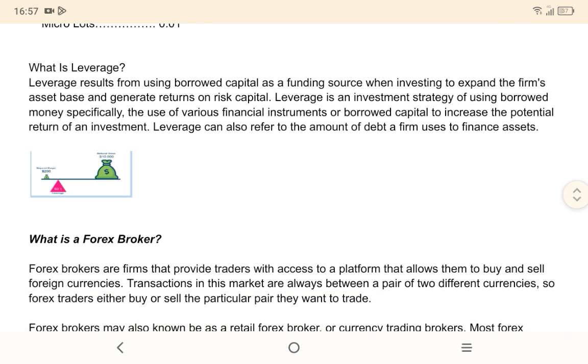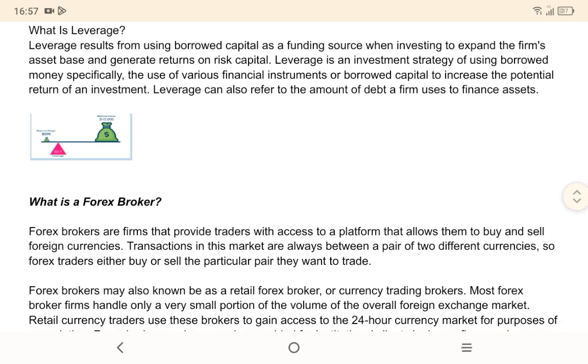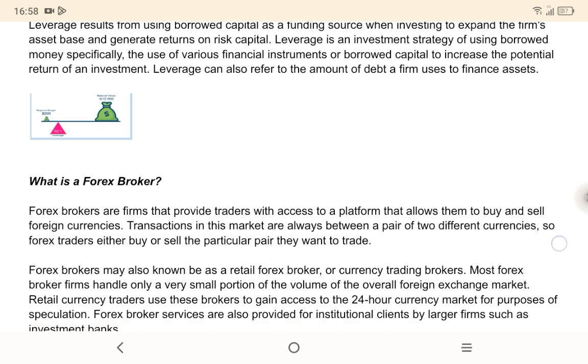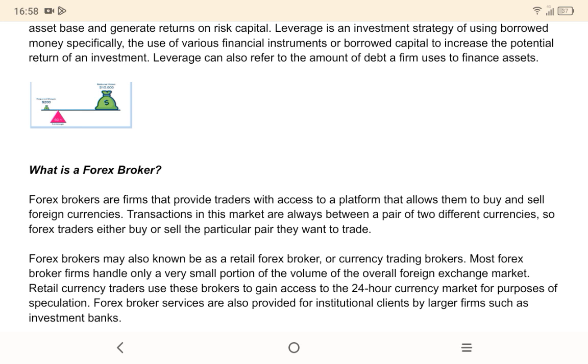Now, who helps you acquire leverage? That is when we talk about the forex broker. Your broker helps you to borrow capital for you to trade the financial market, because your money cannot trade this market, and your leverage is what will help you to trade the market. So you are using borrowed money, or you're using a smaller money to acquire that big money in the market. Now, what is a forex broker?